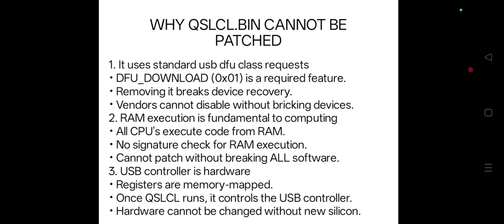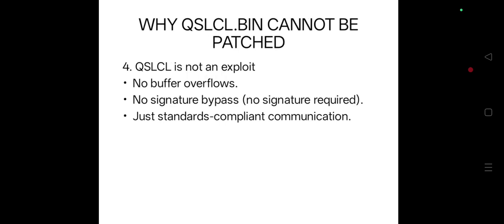And number three, the USB controller is hardware. Registers are memory mapped. Once QSLCL runs, it controls the USB controller. Hardware cannot be changed without new silicon or a hardware redesign, which also doesn't even fully block QSLCL.bin. Number four, the most important thing, QSLCL is not an exploit. It doesn't use buffer overflows or signature bypass. Actually, my QSLCL.bin has a signature, but it doesn't even bypass the signature of what vendors implement in hardware. And also it's just standards-compliant communication.